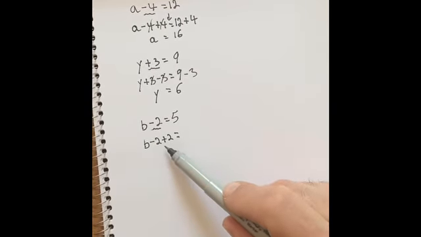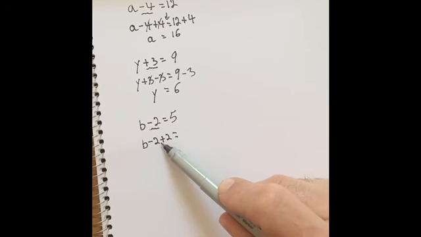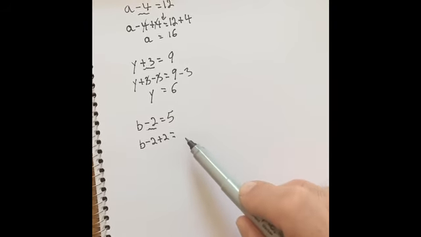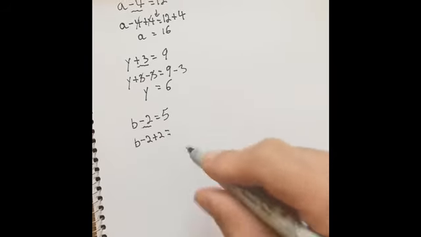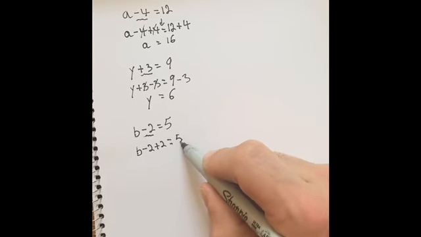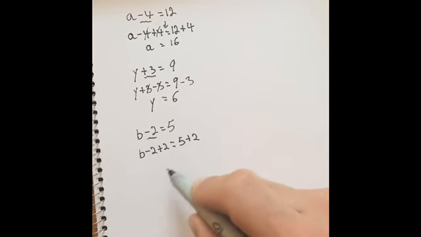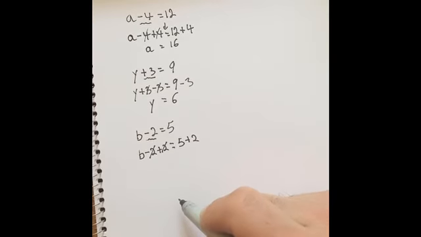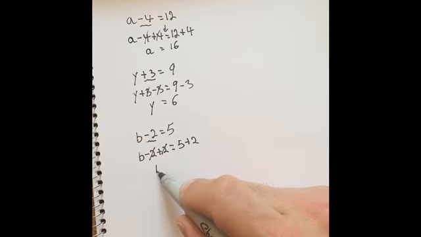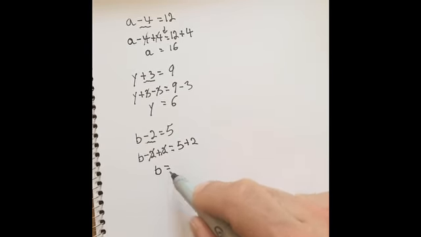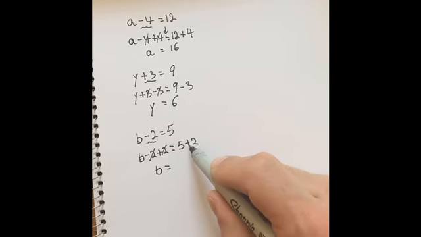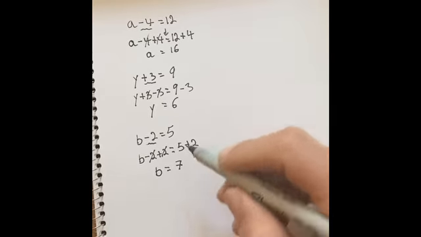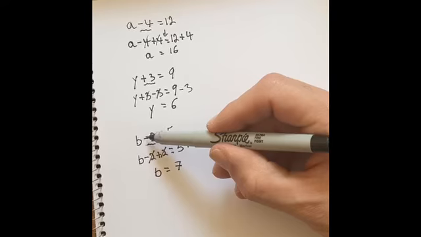The other rule states that whatever we change on one side of the equal sign, we change on the other as well. The same change. So 5 plus 2. Again, they're canceled. Bring down our b. Bring down our equal sign. 5 plus 2 is 7. 7 subtract 2 is 5.